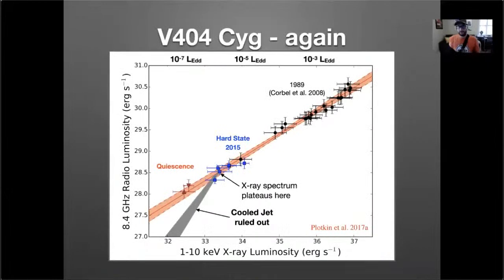Now, we can go back to V404 Cyg again. This is a plot from Plotkin et al. 2017, and we can see the 1989 outburst plotted on there, and the blue points are the hard state decay points from 2015, and there are also two red points there which show observations from quiescence. And we can use LRLX here to rule out certain models for the softening.